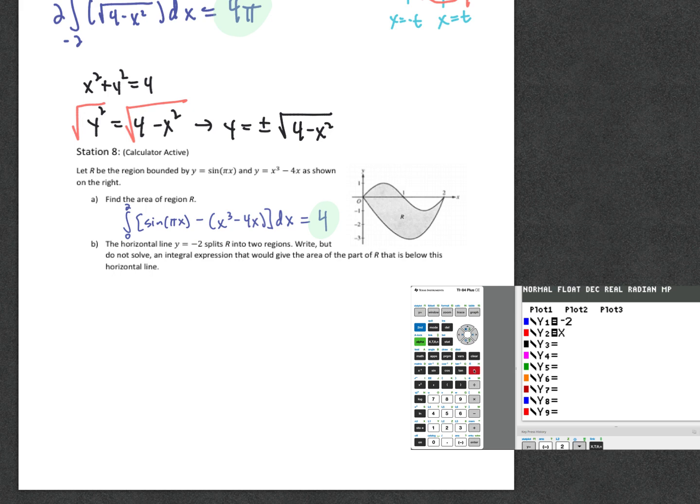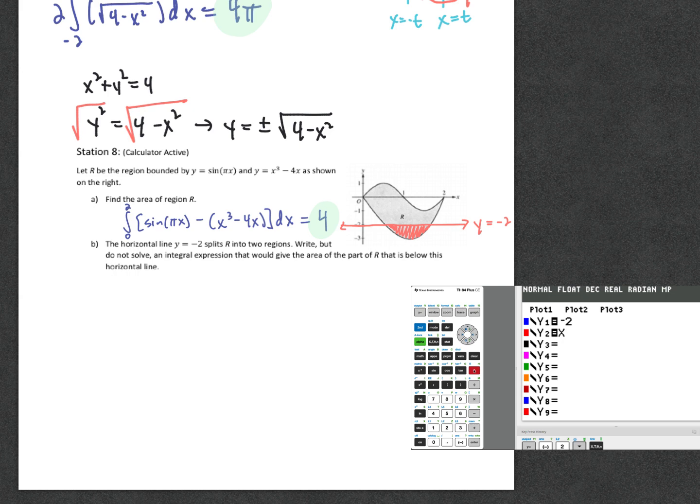Okay, so part B says the horizontal line y equals -2 splits region R into 2 regions. Write but do not solve an integral expression that would give the area of the part of R that is below this horizontal line. So they're saying if you did some horizontal line y equals -2, right here. The part of R that's below this line is just all that area there.